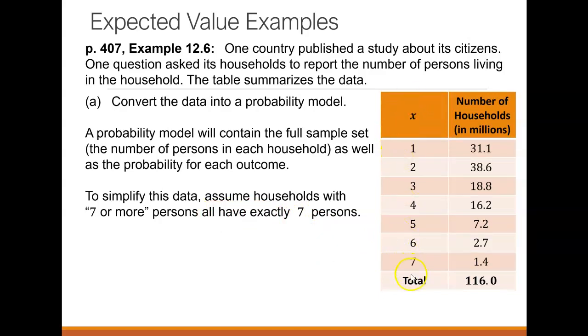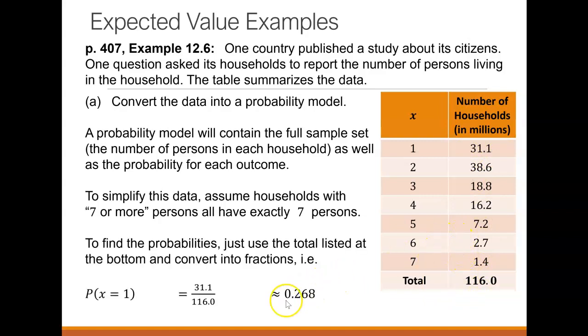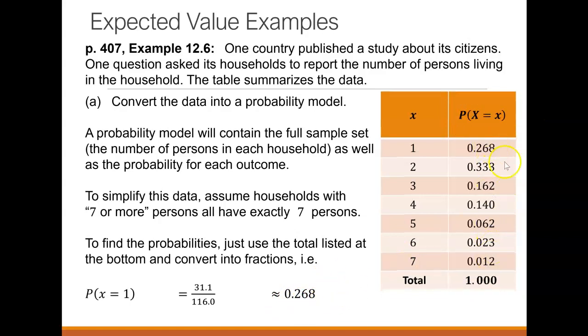So if we do that, this column just becomes our outcomes column, our X. And then to convert these into probabilities, I'm just going to take the number of households of that type, so 31.1, and divide it by 116. And that gives me something like 0.268. And I'll do that for each row. And now I have a probability model because I notice that I have a discrete number of outcomes and the probabilities of the outcomes add to 100% or to 1.